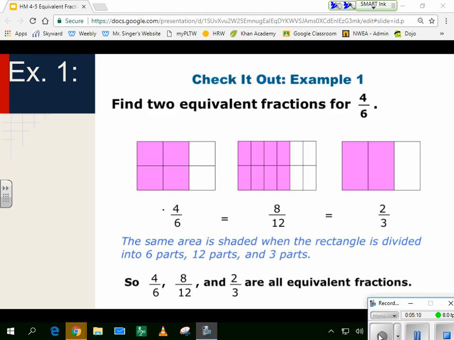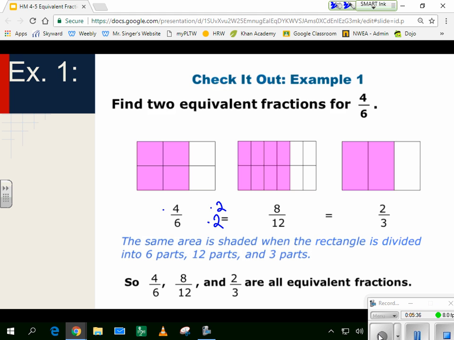The phrase I like to say is, what you do to the top, you've got to do to the bottom. Or what you do to the numerator, you've got to do to the denominator, or vice versa. So here, the easiest way to do it is find a number that you can multiply 4 and 6 by that's equal. Well, I can multiply 4 and 6 by 2. So if I multiply by 2, what I do to the top, I've got to do to the bottom.